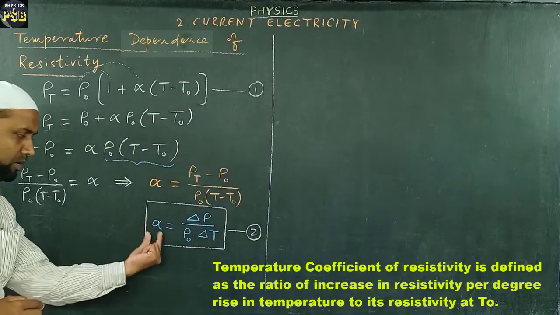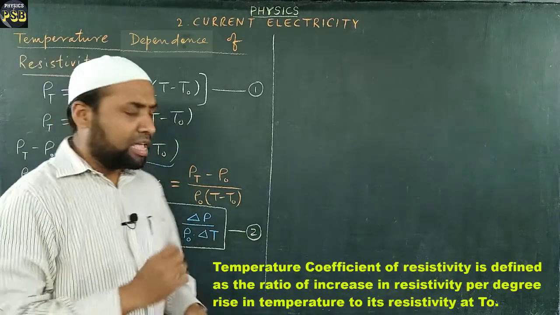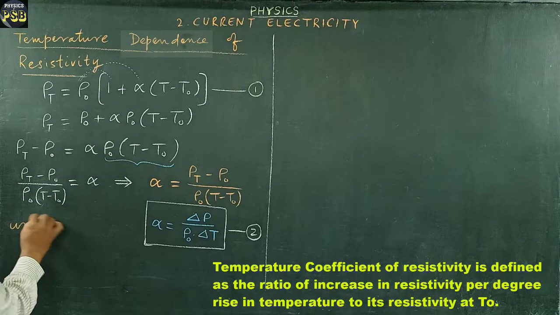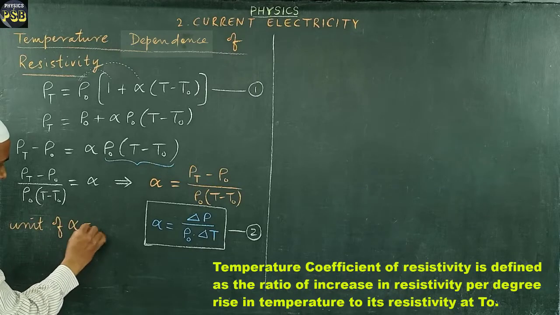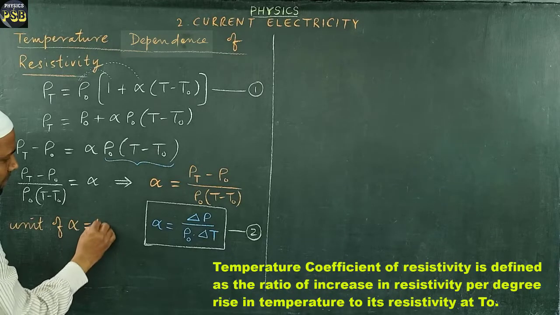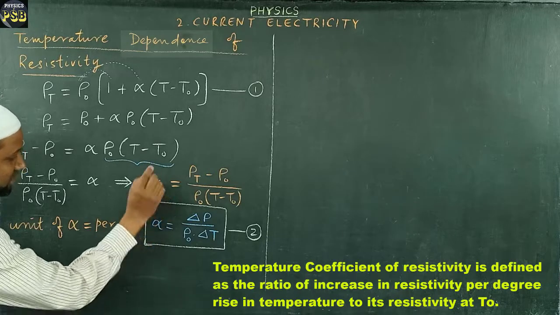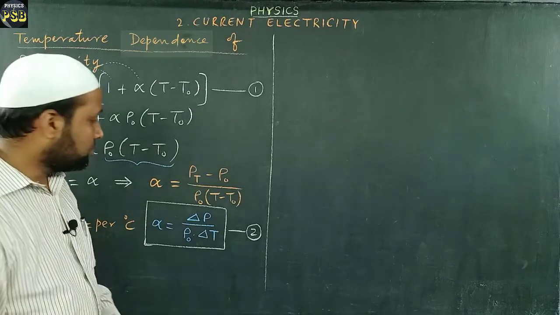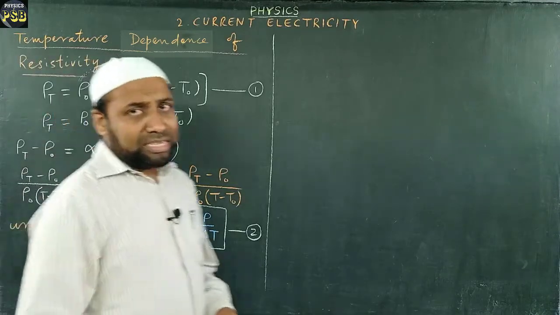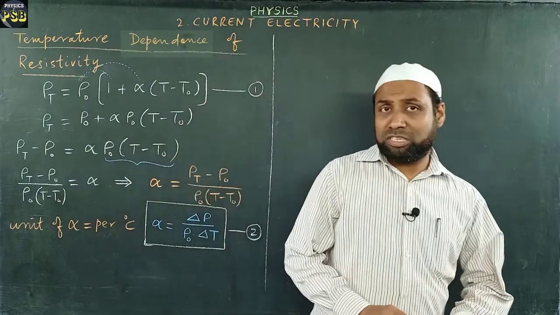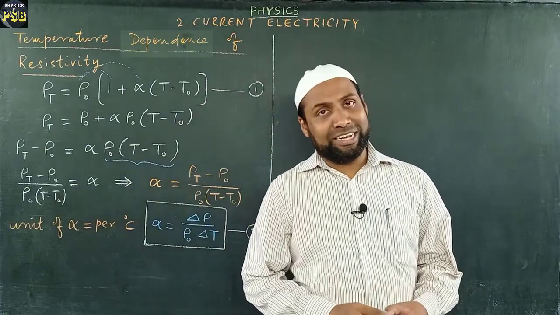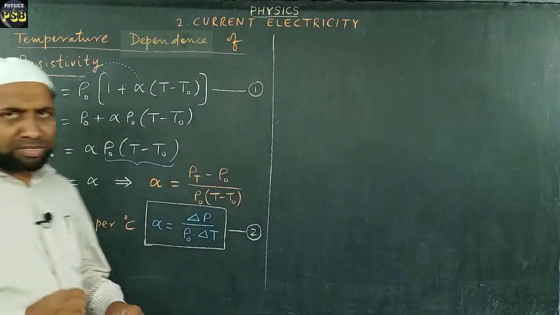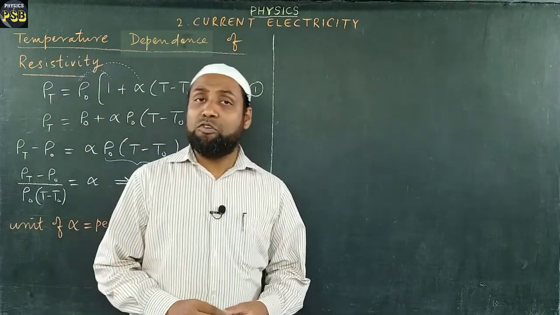Here the unit of temperature coefficient of resistivity, alpha, is per degree Celsius. This is the unit of alpha. Now we will discuss the temperature coefficient of resistivity of conductor. We know conductor is a substance which allows the flow of current.